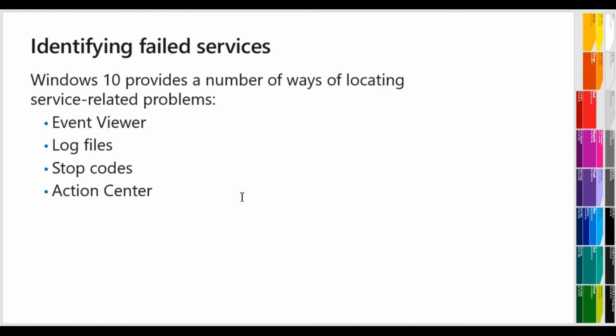Identifying failed services. Windows 10 provides a number of ways to find failed services, such as the event viewer, where you can get log files. Stop codes: a stop code is some kind of error message that will display. Sometimes you may notice a black screen came up when you install Windows and it's showing you some code over there. And action center, that's GUI based and can provide you some options to fix the issues as well.